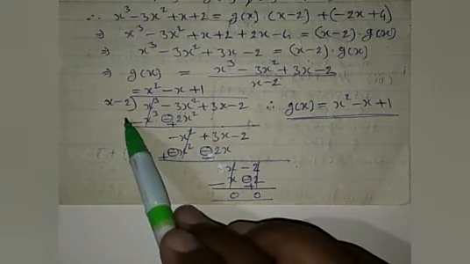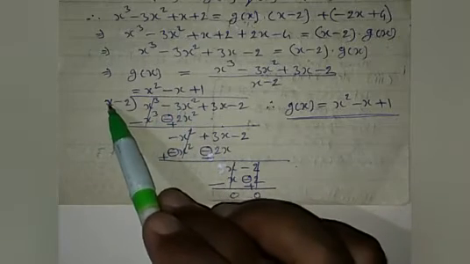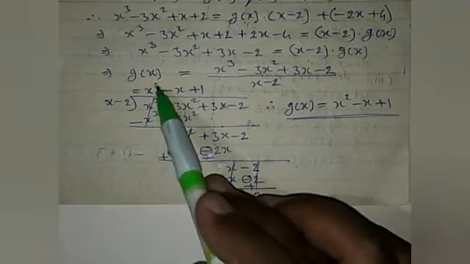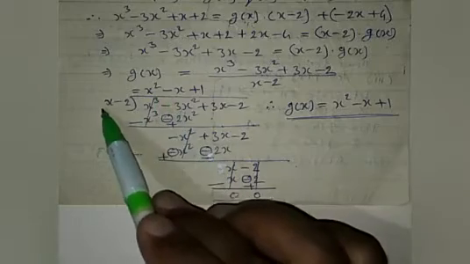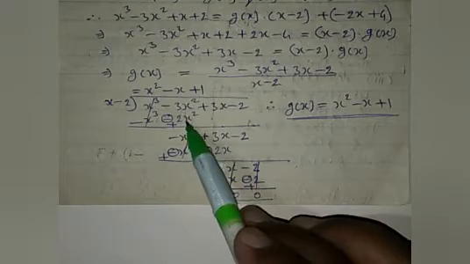So on division you will get here the first quotient term x square, because here the power is 3 and here there is only one power, so here it will be x square. So on multiplying here it will be x cube minus 2x square.